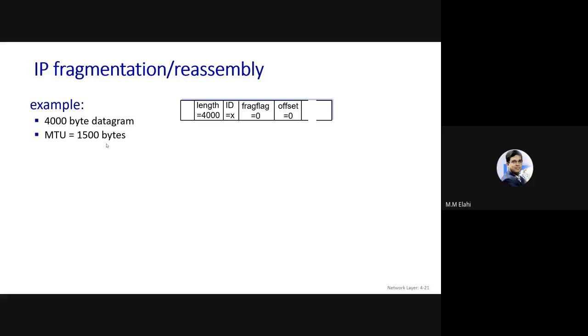How will the router fragment? First thing, it will use ID. So what is the ID of the original packet? X, right? Given. Whenever a packet is generated at the source, it produces an ID, so that ID will remain the same. Now this is important. When the router fragments this original packet into a number of fragments, it will keep the ID the same. First thing, so the ID will be the same for all the fragments.